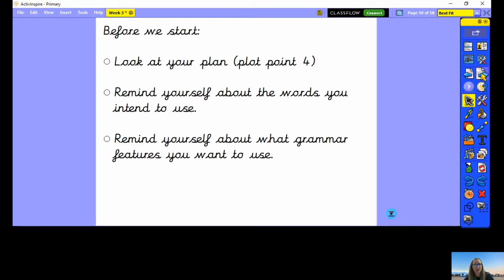Okay, so let's look at your plan to start you off. Look at your plan that you wrote last week for plot point 4. You may want that in front of you to add a few more ideas to this, but remind yourself about the words that you're intending to use in your writing today. It's really important that you use this plan to help you with your writing. And think about what grammar features you want to use in this final paragraph today.